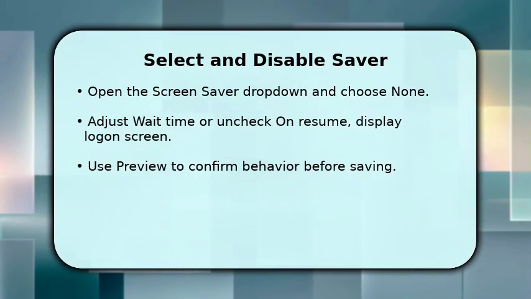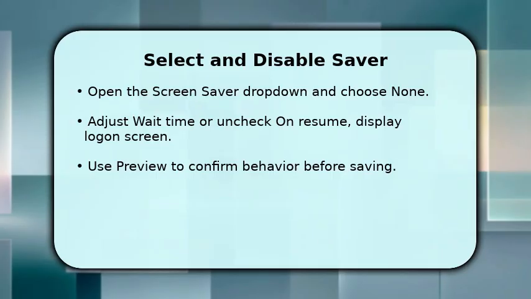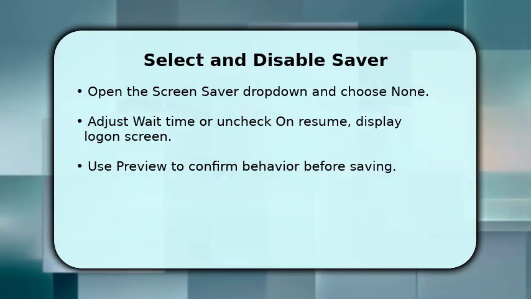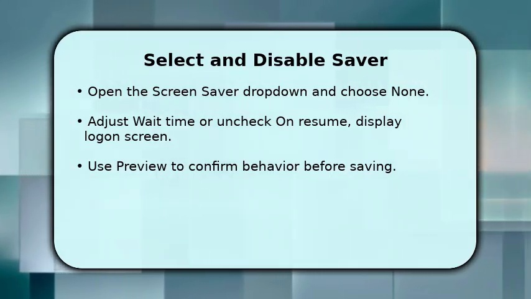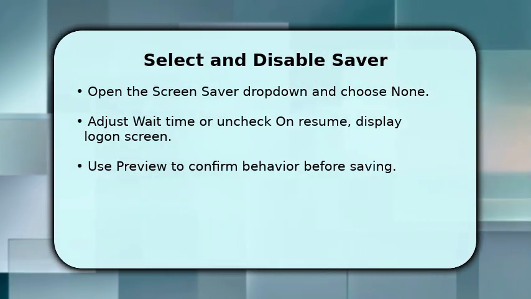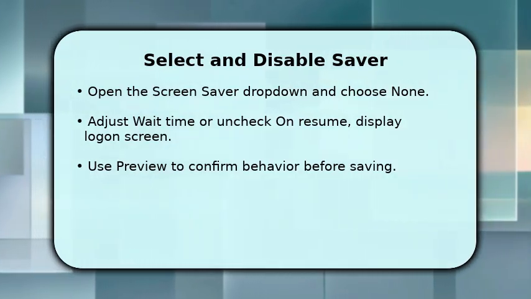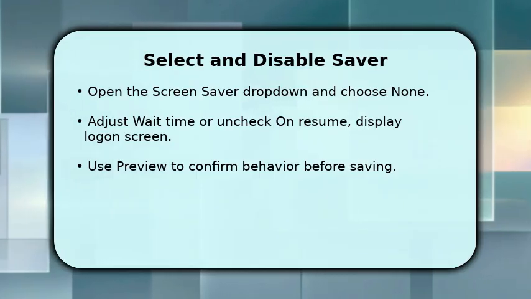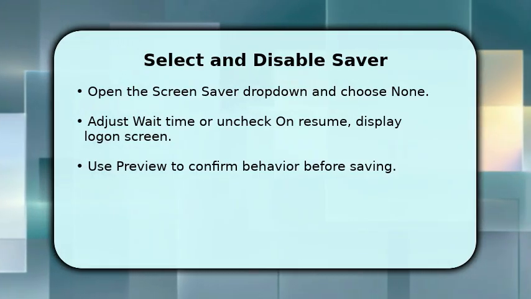Now that the dialog is open, look at the Screensaver dropdown and choose None to disable it immediately. This is the simplest, most reliable method. If you prefer to keep a saver but delay activation, increase the wait time to a larger number of minutes, and uncheck On resume, display logon screen if you don't want a password prompt.